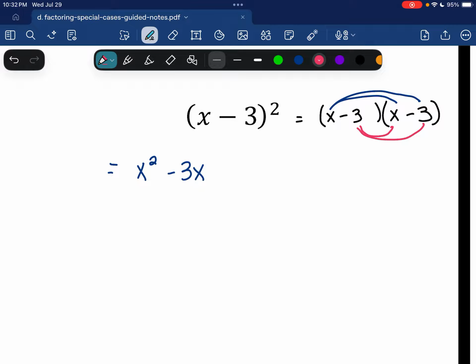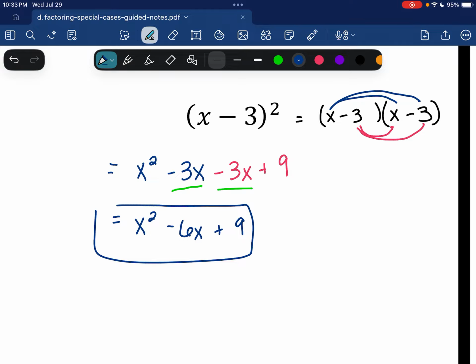All right, so similar yet different from the last problem, we have the exact same middle terms here. So they don't have different signs, they have the same sign. And so they don't cancel, but we can combine them. So we'll have x squared minus 6x plus 9 as our answer here. And that is our second type of pattern here. This is called a perfect square trinomial. So again, in the last video, we said it's because this is a perfect square, right?